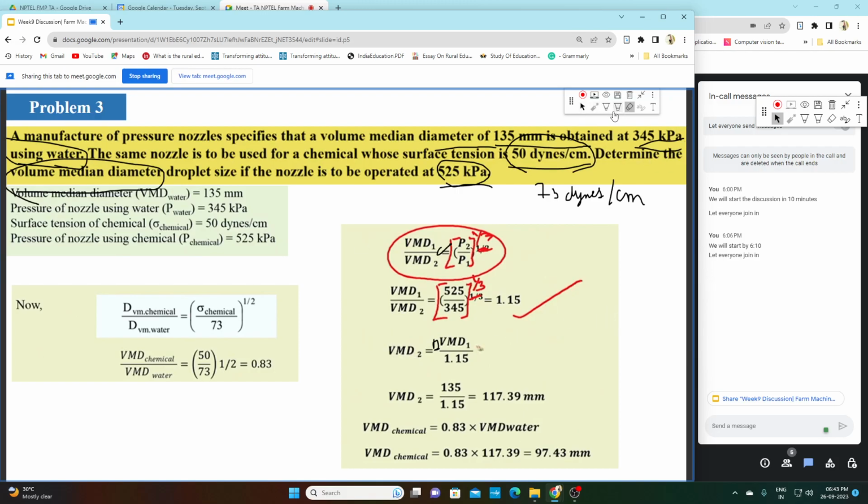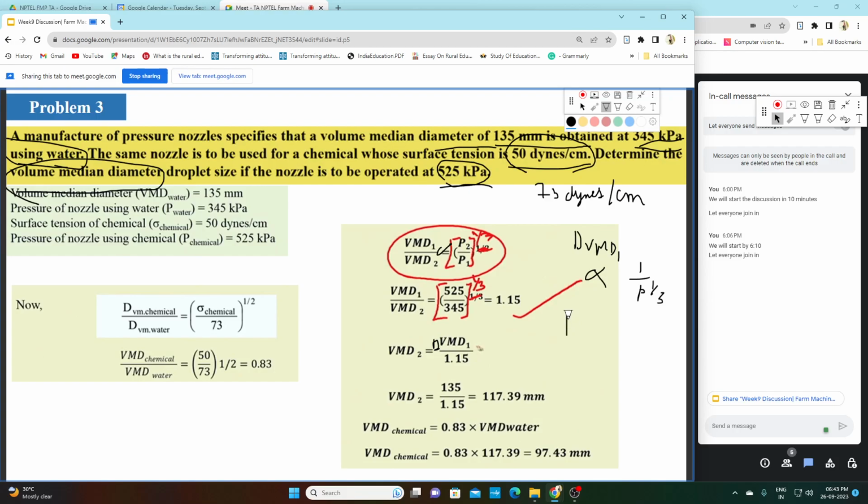Okay, so pressure is also varying. So what is the relation of VMD with pressure? dVmd is inversely proportional to p to the power 1 by 3. Okay, this is the formula.